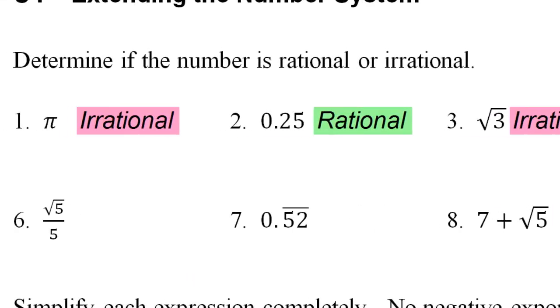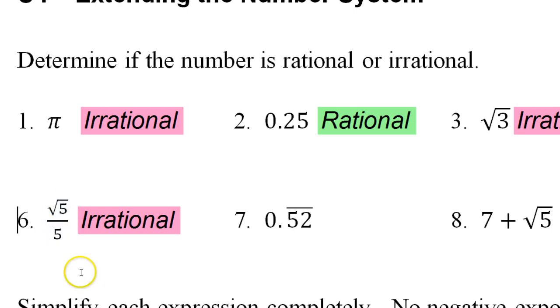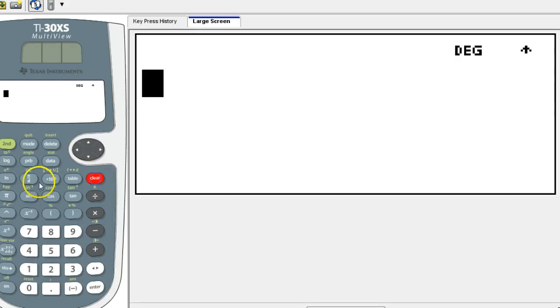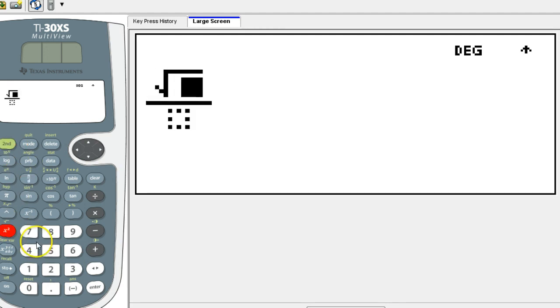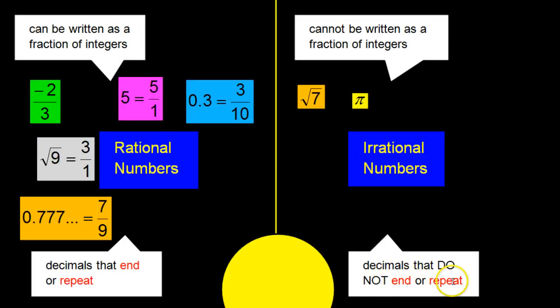Let's see, what about the square root of 5 over 5? That is going to be irrational. This is a fraction, but it's not a fraction of integers. The square root of 5 is not an integer, and there's no way to write this as a fraction of integers. Also, if you looked at it in a calculator, you would get one of these crazy decimals that runs off the calculator screen, and guess what? It goes forever without repeating. So this is definitely a decimal that does not end or repeat. It is going to be an irrational number.